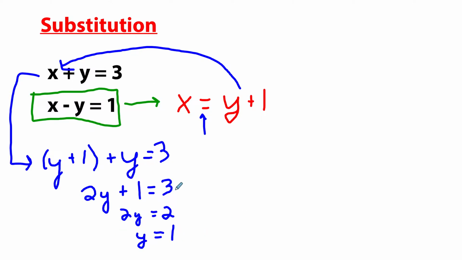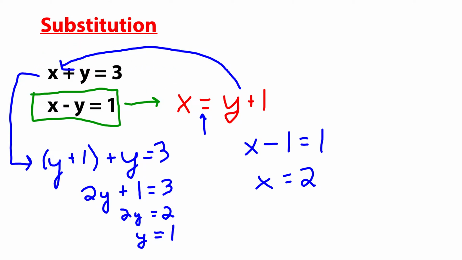So now how could I go back in and solve for x? Well, I could just plug it in here. If I know that y is 1, then x minus 1 equals 1, and I can solve for x. All I need to do is add 1 to both sides to get x by itself, and x is 2. So that is the substitution method. I'm going to solve one of the equations for x or for y and then substitute back into the other equation.